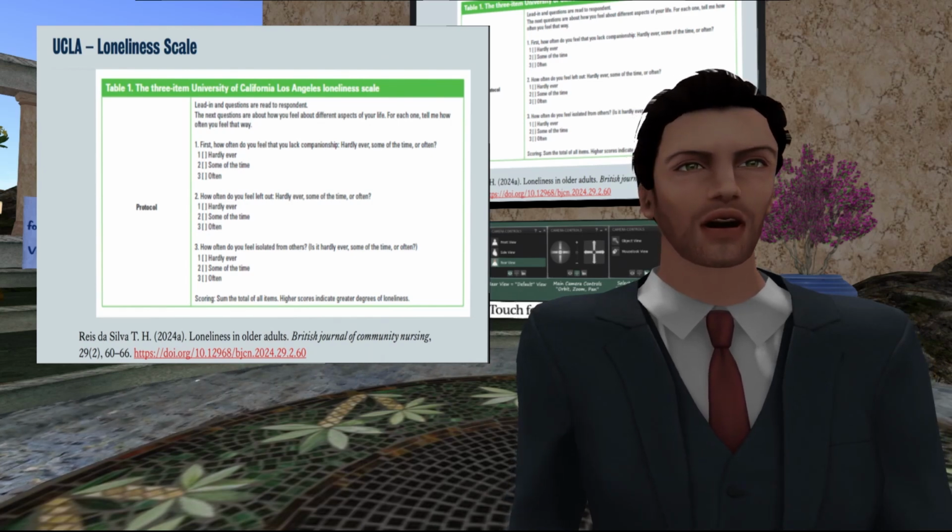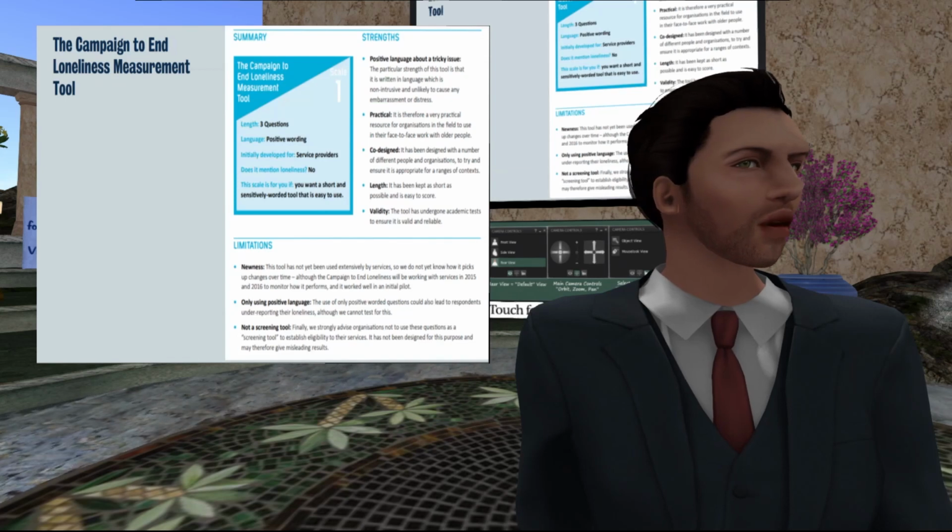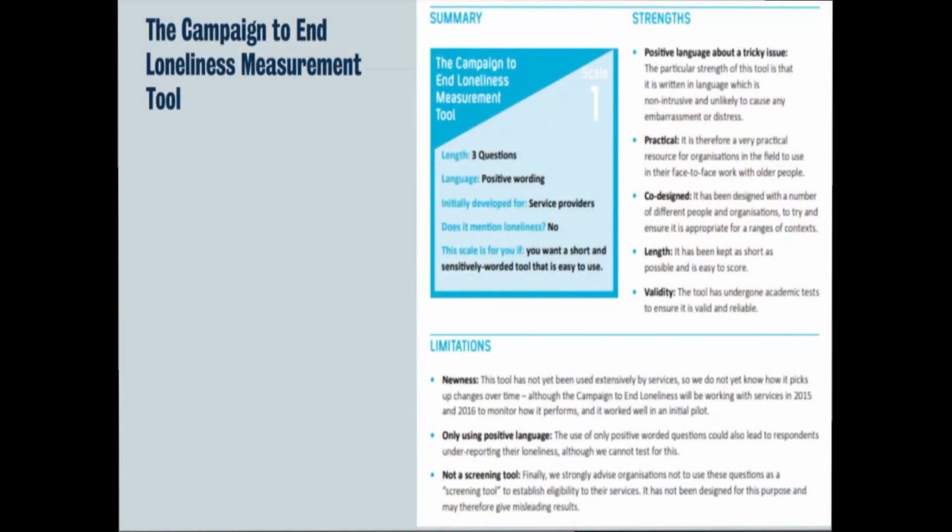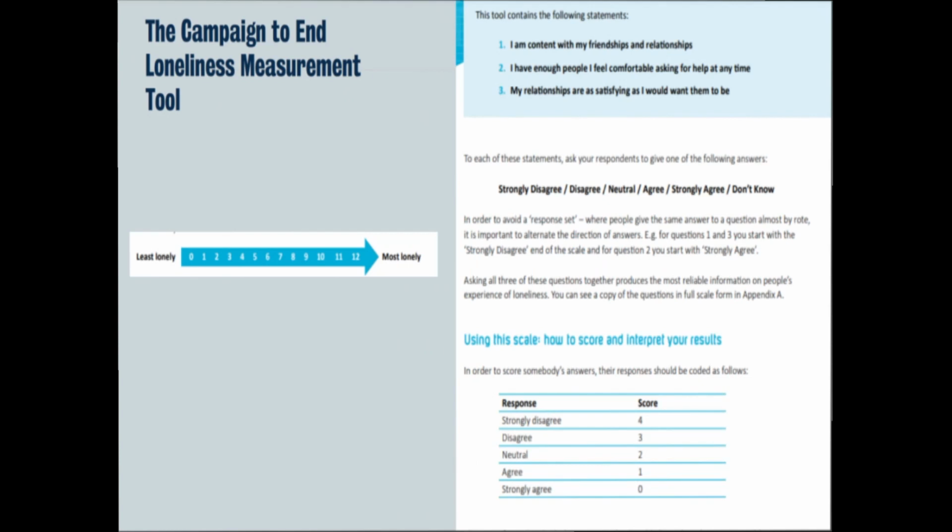And the Campaign to End Loneliness Measurement Tool, these three items, for example: I am content with my friendships and relationships. I have enough people I feel comfortable asking for help at any time. My relationships are as satisfying as I would want them to be. You score these from 0 to 12 because you have all these different answers. Strongly disagree, you give 4, and strongly agree, you give 0. So it is an easy way.